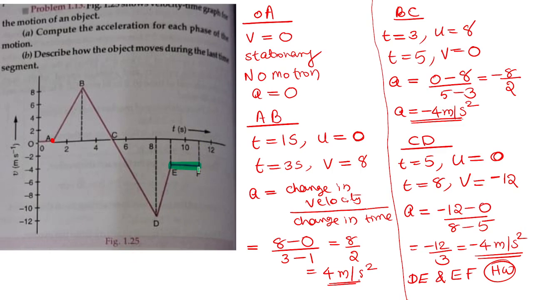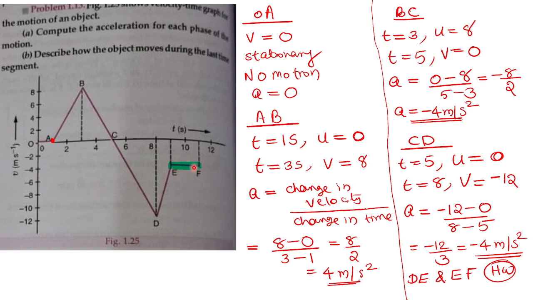So EF, what does it mean actually? What is the nature of the motion during this time interval? That part I will discuss. In EF, you see that the body is moving with a fixed velocity of minus 4. Describe how the object moves during the last time segment. We have to find out the complete information.